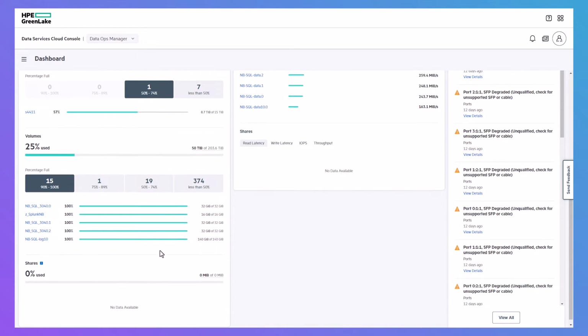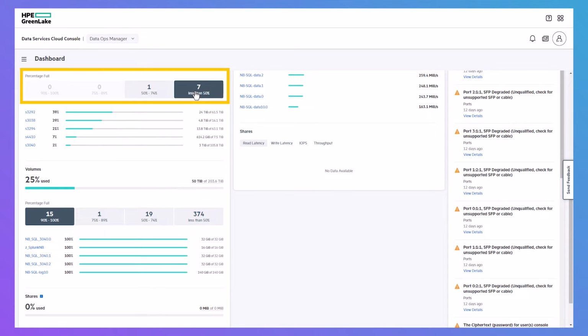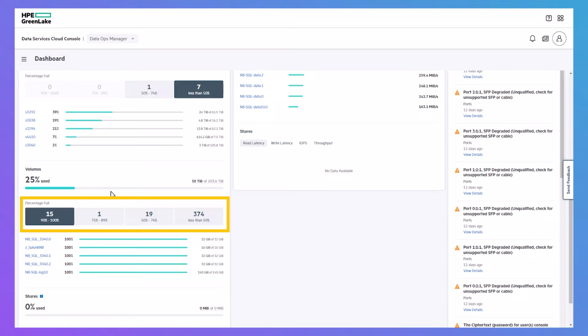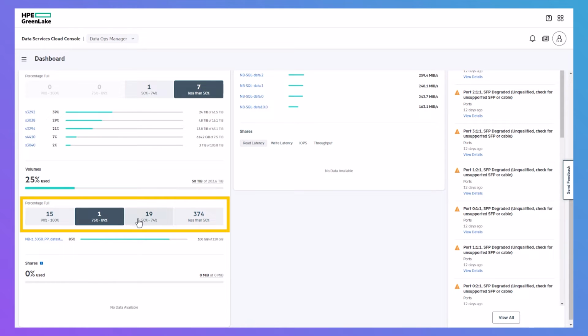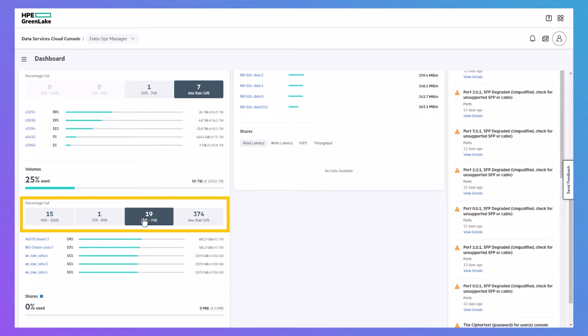For individual system capacity, those are divided into 4 buckets depending on capacity consumption. My systems aren't terribly full, and so they're all in the lowest 2 buckets. But if there were systems that were in danger of running out of space, you'd be able to see them in the bucket here that shows systems more than 90% full. There's a similar picture for volumes, and here you do see some volumes that are completely out of capacity whose size could possibly be extended.